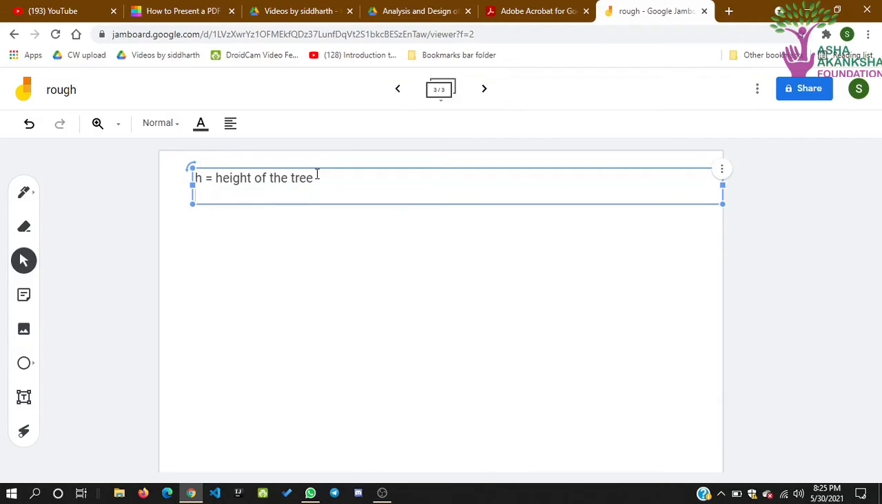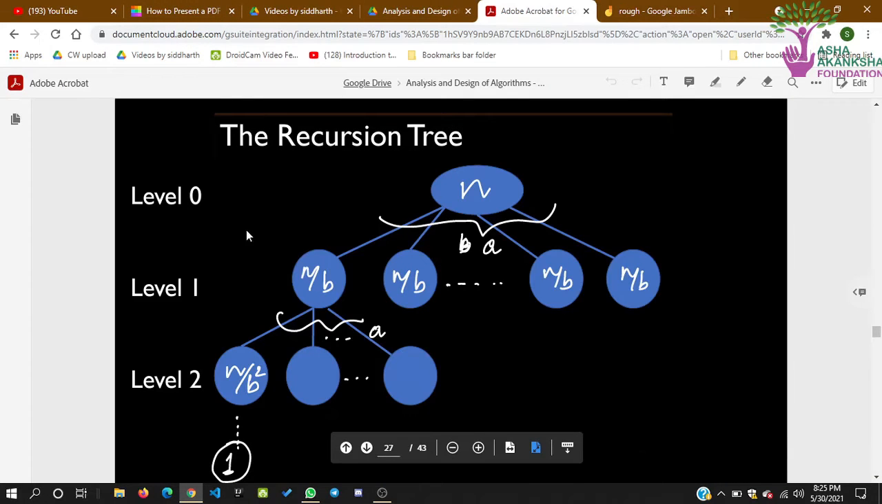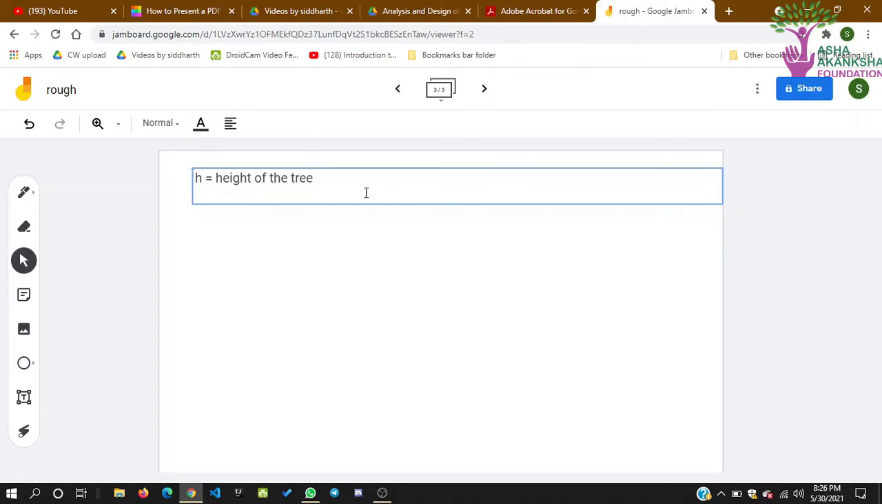Height of the tree is equal to h. Now in the diagram, you can see that in level number 0, the size of the main problem is n, or n can be said to be n divided by b raised to the power 0. In level 1, the size of the problem is n by b, which is n by b raised to the power 1. Similarly, in level 2 the size of the problem is n by b square, and similarly in any level j, the size of the problem is n upon b raised to the power j.